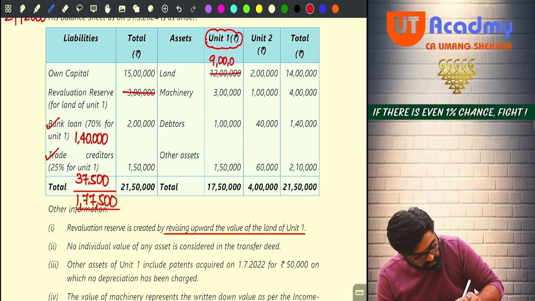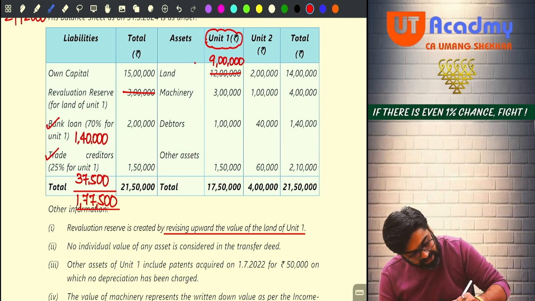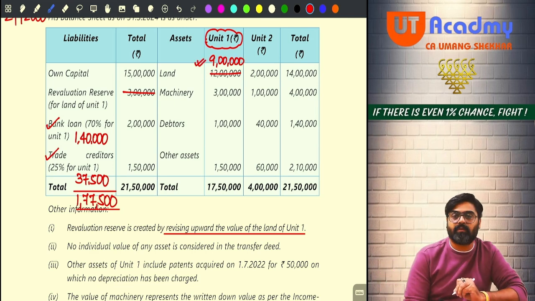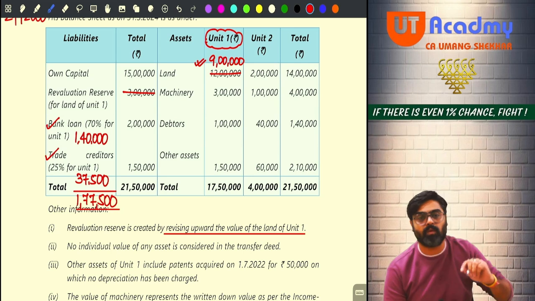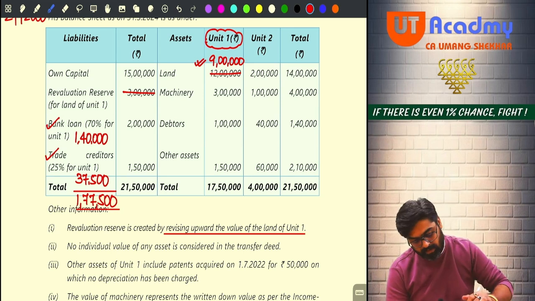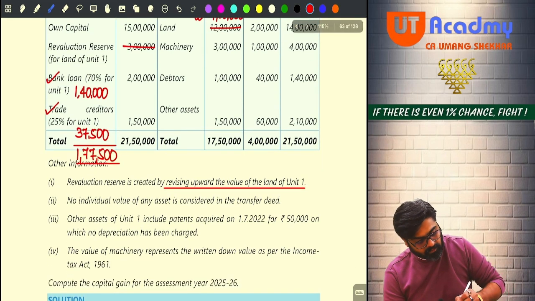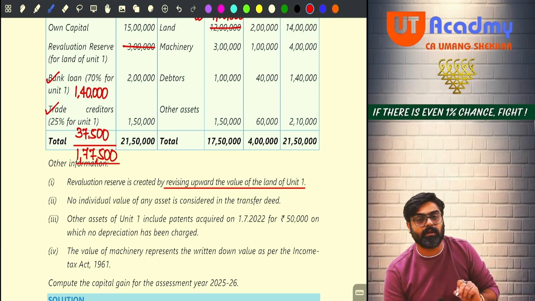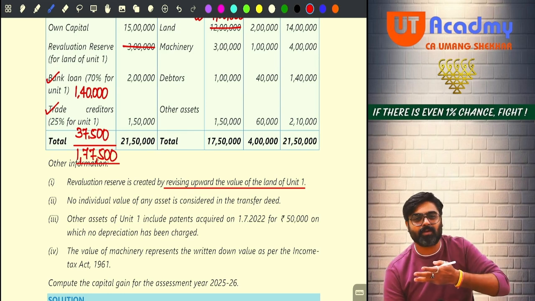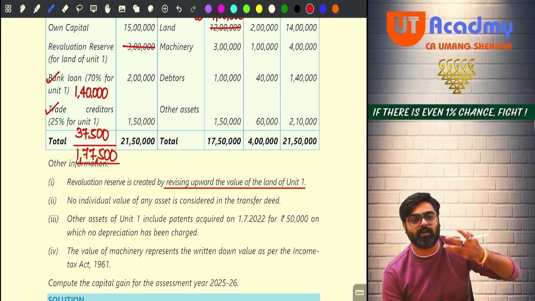The actual book value of the land is 9 lakh. This 9 lakh only I have to take as the value of land for the purpose of calculating my net worth. Now, no individual value of any asset is considered in the transfer deed. And that is the reason why it is known as slump sale. So in the transfer deed, you have not given any individual values to any asset.